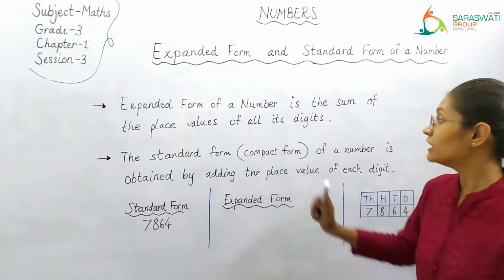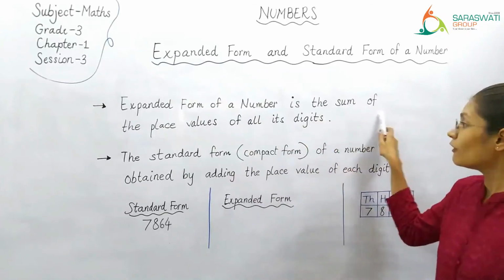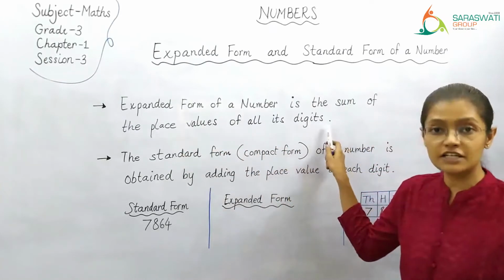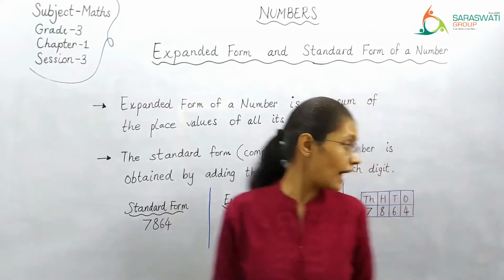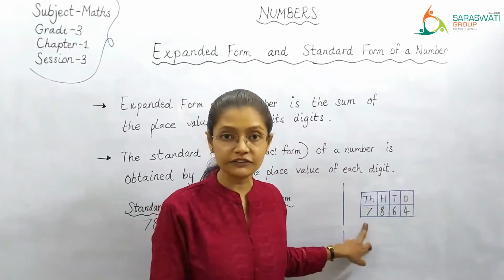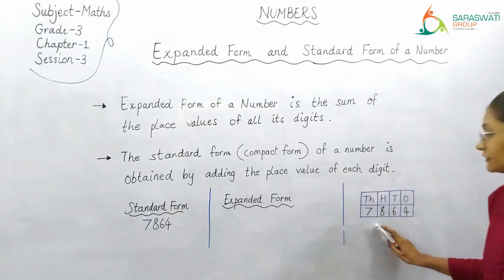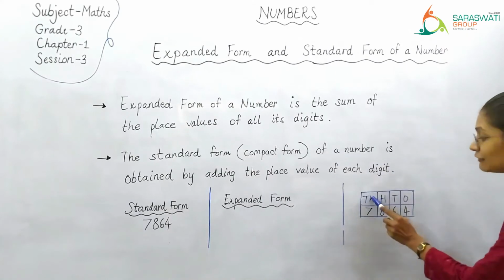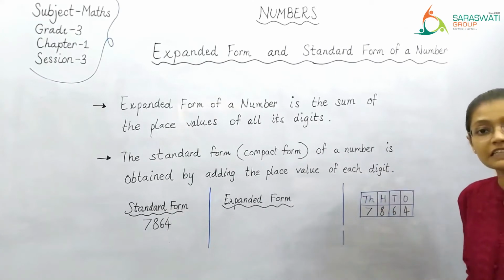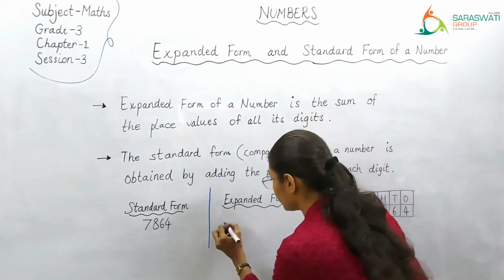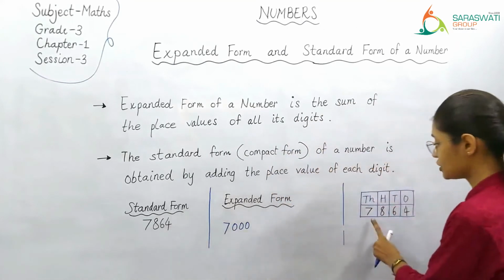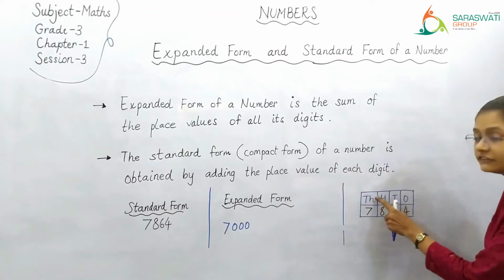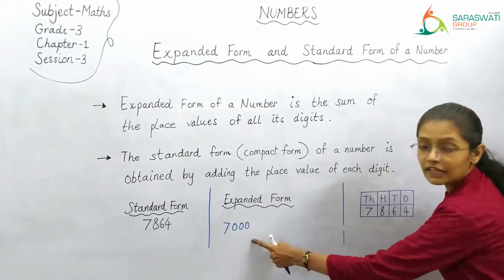So, one more time, the expanded form of a number is the sum of the place values of all its digits. So, always when we write the expanded form, we start from the highest place. So, in this case, the thousands place. So, the place value of digit 7, which is at thousands place, is 7000.